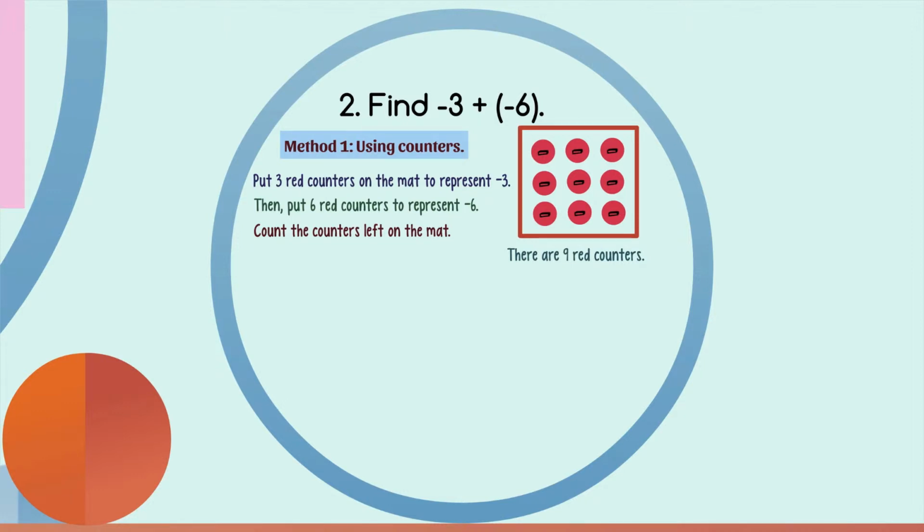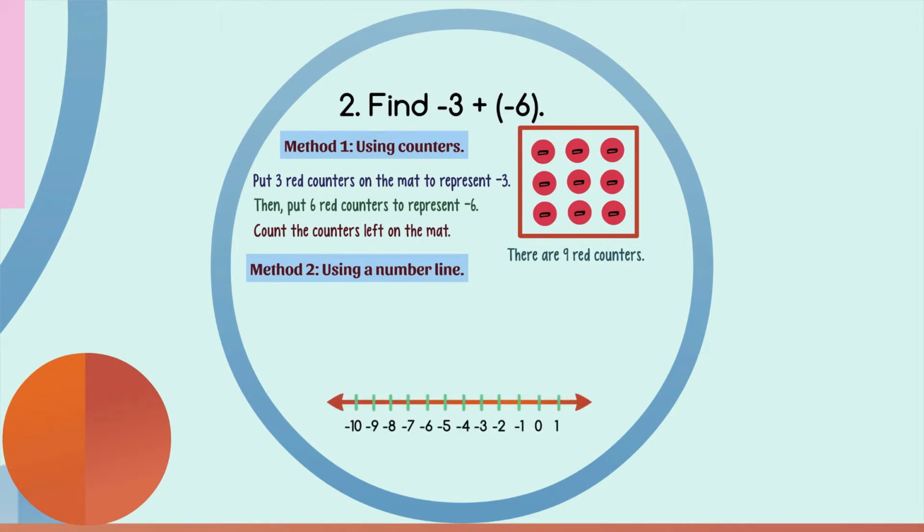Let's see if we will get the same answer using the second method, which is using the number line. We will represent each integer on the number line. Remember, move to the left if the integer is negative, and to the right if the integer is positive. Keep that in mind when using the number line in adding integers.